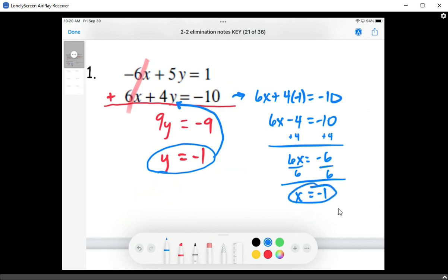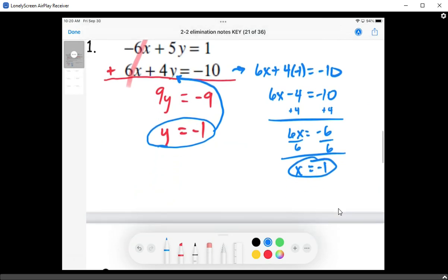On this problem, we actually end up with two of the same thing. x and y are both negative 1. So for our final answer, just like we did before, we're going to put our two variables into an ordered pair with an x value and a y value. Both of them this time are negative 1.